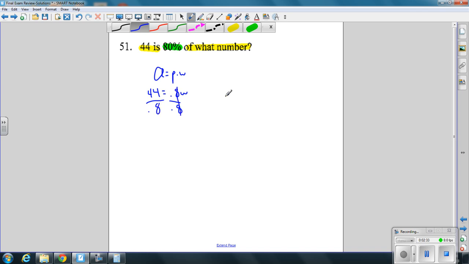Okay, these cross reduce. You set up your division. We have 44 being divided by 8/10. Move your decimal point once to the right in the dividend, and now figure out how many times 8 goes into 440, and I hope you come up with a solution of 55. So that means the total number of questions on your test was 55.